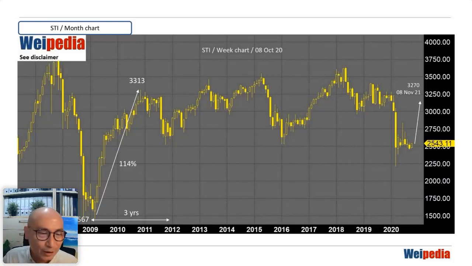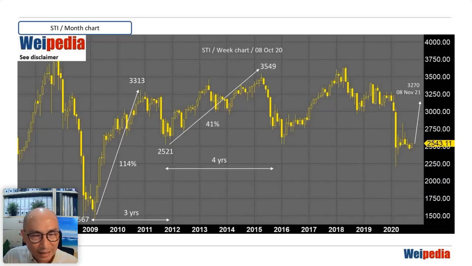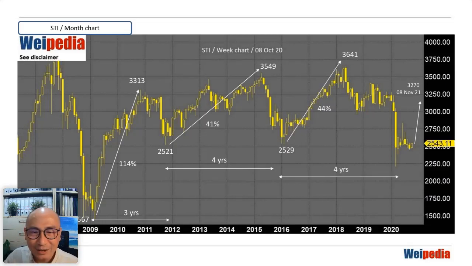Now, if I add up these 4 cycles, you could see that from bottom to peak, but of course, I have to give a disclaimer here: no one is able to buy at the bottom and sell at the top. So I'm just giving you a demonstration here. The first cycle was about 114% gain, the second cycle about 41% gain, the third cycle 44% gain, and the recent cycle is 47% gain, and it's 1,000 points up again. Now, can you see that?